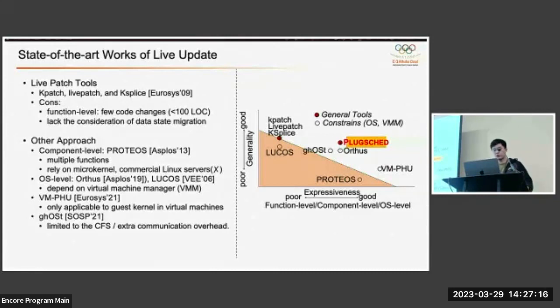VM PHU depends on the virtual machine manager. It is only suitable to update the guest kernel in virtual machines. In Ghost, the scope of the live update is limited to the scheduler class, and the actual communication overhead between user space and the kernel space, such as context switch, increases the end-to-end latency.